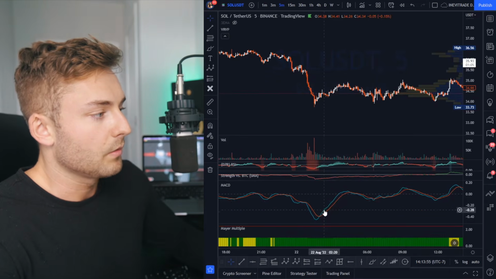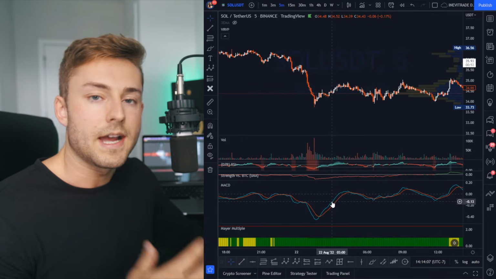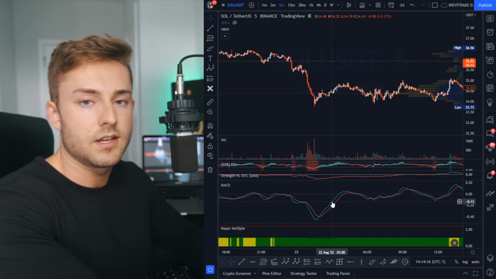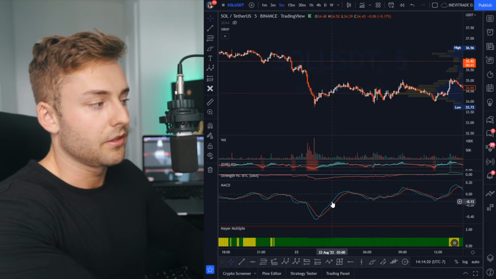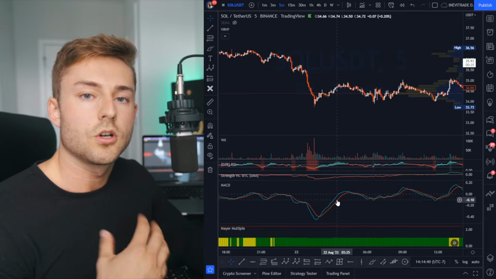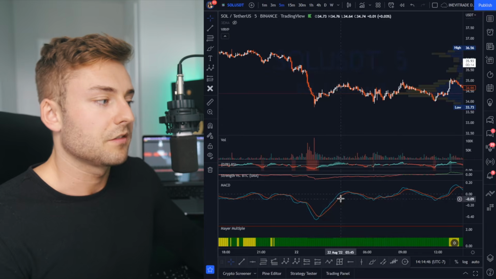Okay, so if we look right here, we have the MACD line, and then this red line right here is called the signal line. The MACD line value is calculated by taking an EMA with a 12 period and subtracting it from an EMA with a 26 period. And this is going to give us a more reactive line. The signal line is a 9 period EMA, so it's a little bit less reactive.